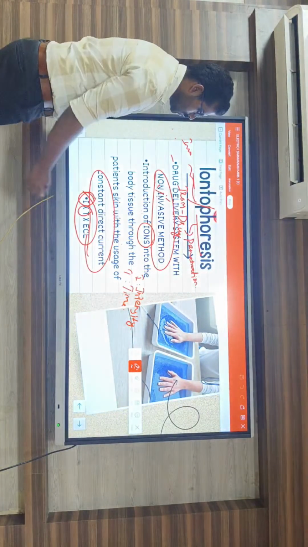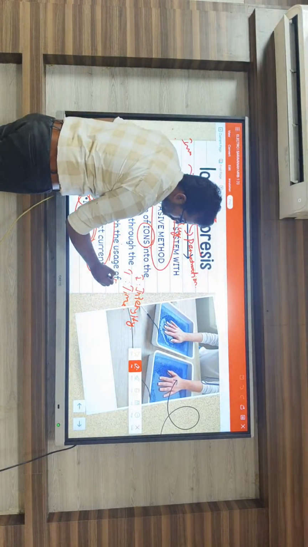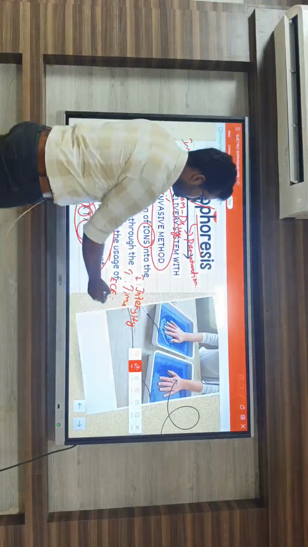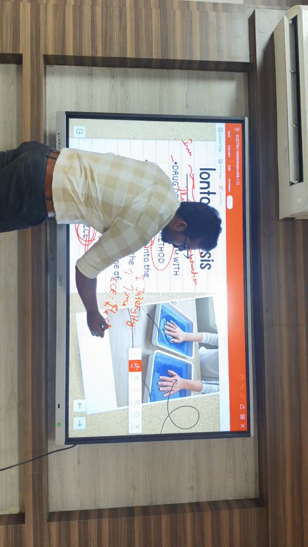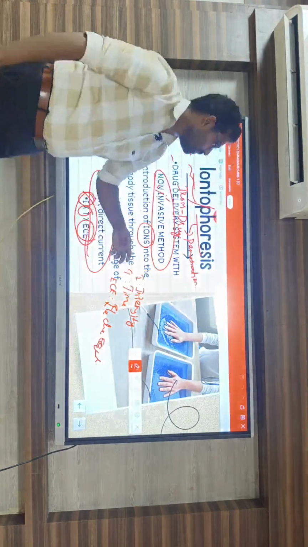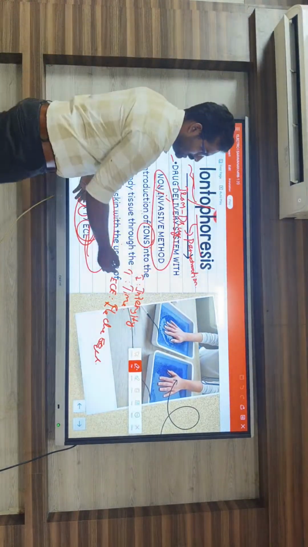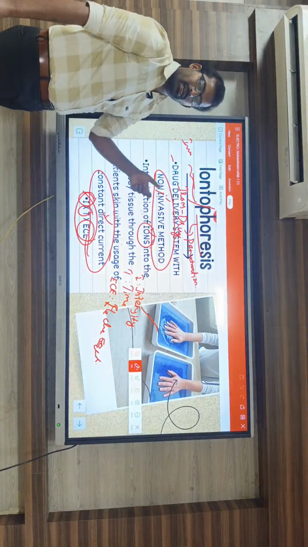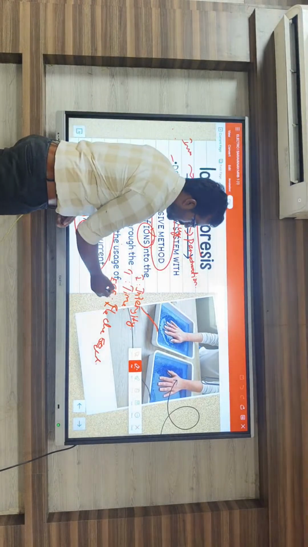So what about this ECE? ECEs are nothing but electrochemical equivalent. While we are applying iontophoresis, this type of constant direct current and the ionization drugs were commonly used in an equal manner.